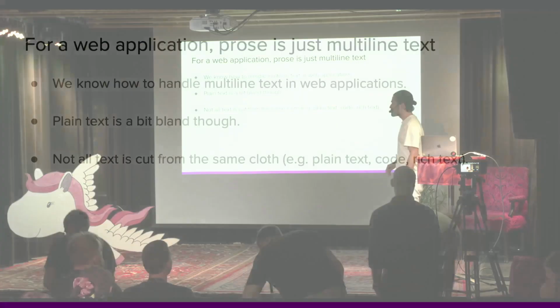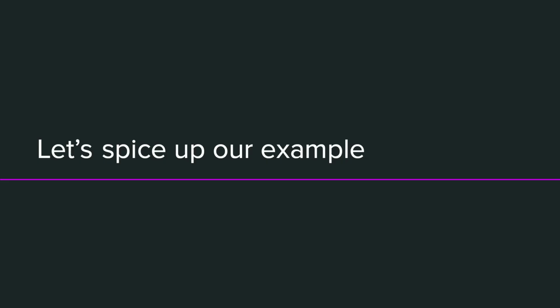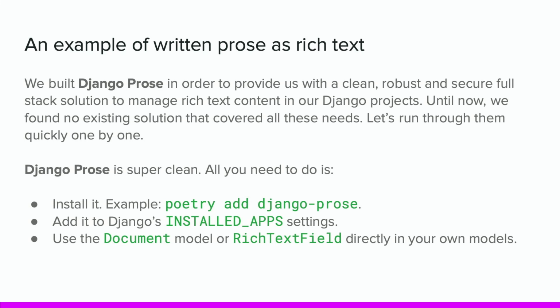So welcome to the second part of the presentation. When we talk about web applications, prose is just multi-line text. But plain text is a bit bland, and not all text is cut from the same cloth. We have plain text, we have code, we have rich text, and we want to see how all these are different in our case. So let's spice up the original example.